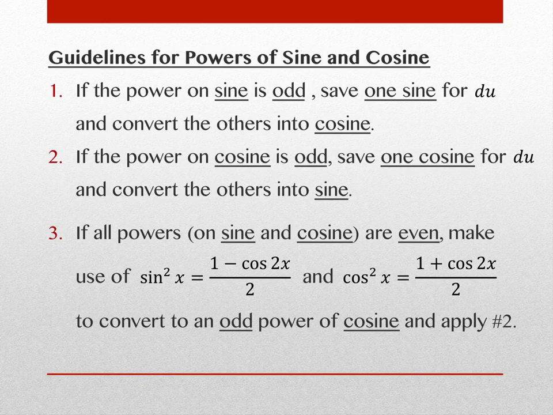So the first one says, what happens if the power of sine is odd? Well, if the power of sine is odd, we save one sine, and we turn all the rest of the sines into cosines. And if the power of sine is not odd, we go to guideline number 2. Number 2 talks about what happens if the power on cosine is odd. Well, if the power on cosine is odd, we save one cosine and turn everything else into sines.